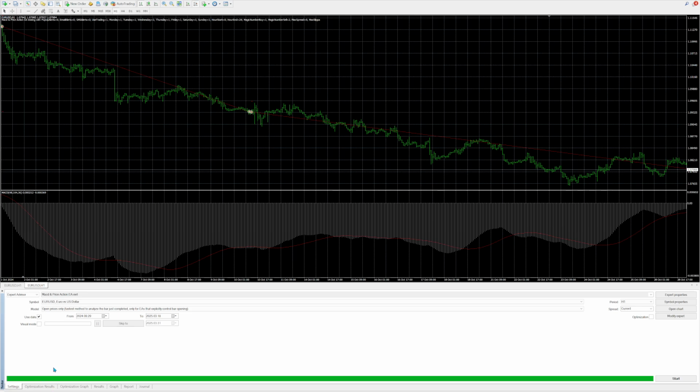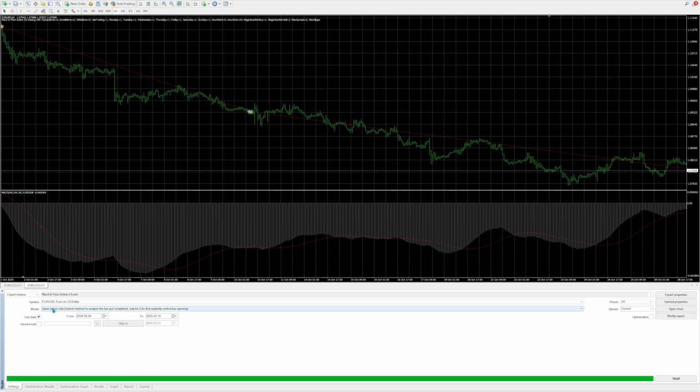Okay, so if we go to the strategy tester window here, you can see I have the EA selected, MACD and price action EA there. For the symbol, I've chosen the euro dollar. You can use this EA on any trading instrument, so Forex, stocks, cryptos, commodities, indices, etc.